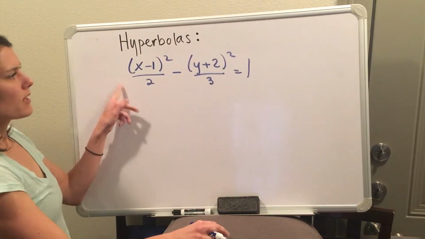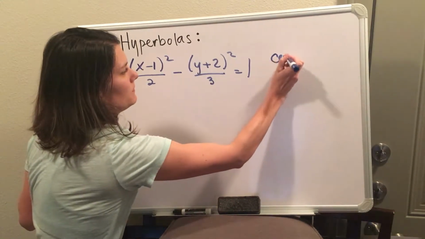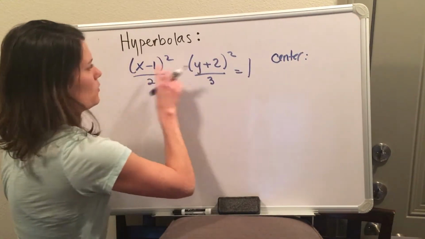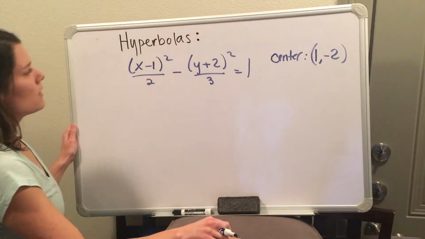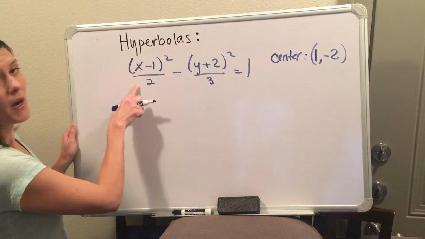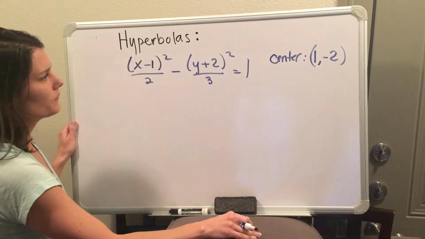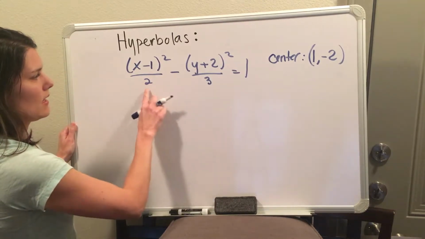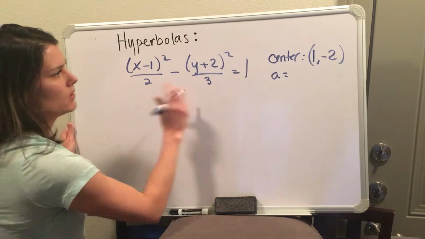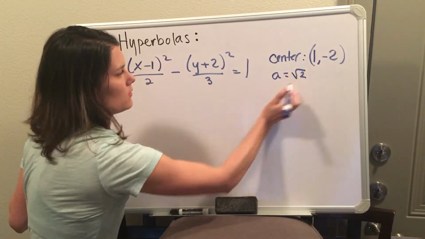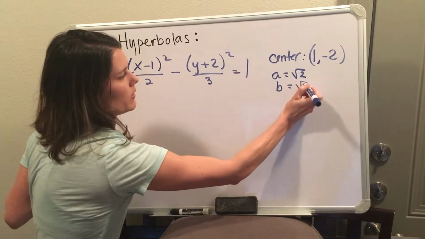Okay, so now that we're here, the easiest thing to spot is your center. So my center is at 1, negative 2. Since my x term is the positive term, it's going to end up being a horizontal hyperbola. My a and b come from the denominators. A squared is 2, so a is the square root of 2. And my b squared is 3, so b is the square root of 3.